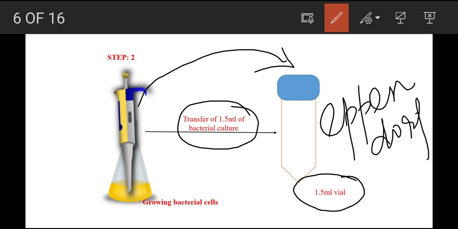Eppendorf tube. So after 24 hours, what is happening during this time? Since LB broth is a nutrient medium, cells growing in the media, particularly E. coli, the model organism in molecular biology, utilize the nutrients present in the media and grow richly. After 24 hours, the culture is transferred into a fresh vial.